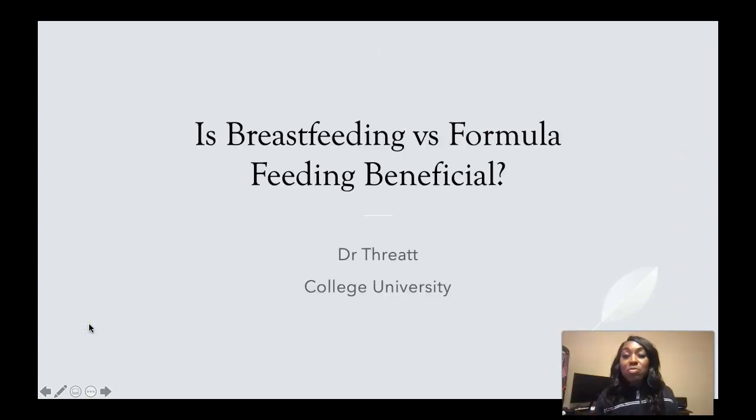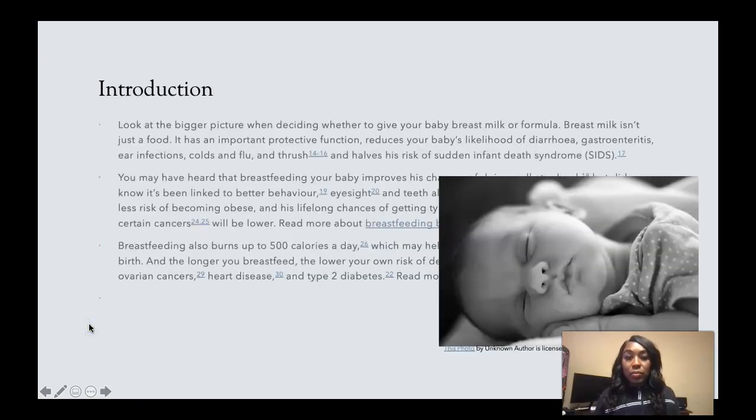Is breastfeeding versus formula feeding beneficial? My introduction: look at the bigger picture when deciding whether to give your baby breast or formula. Breast milk isn't just a food, it has an important protective function. It reduces the baby's likelihood of diarrhea, gastroenteritis, ear infections, flu, colds, and thrush.